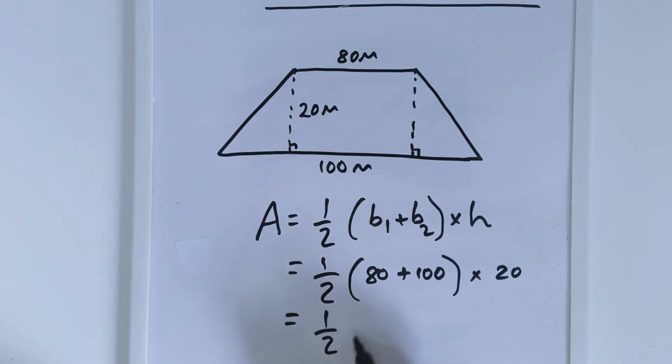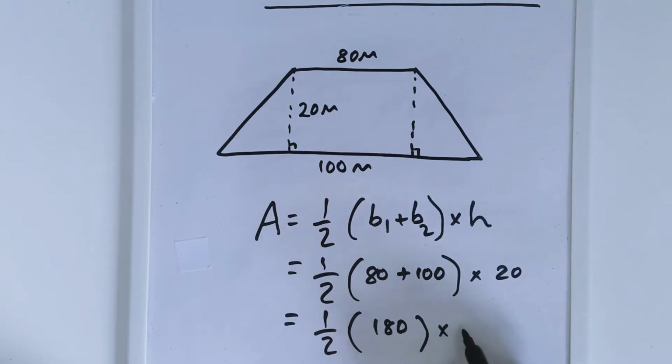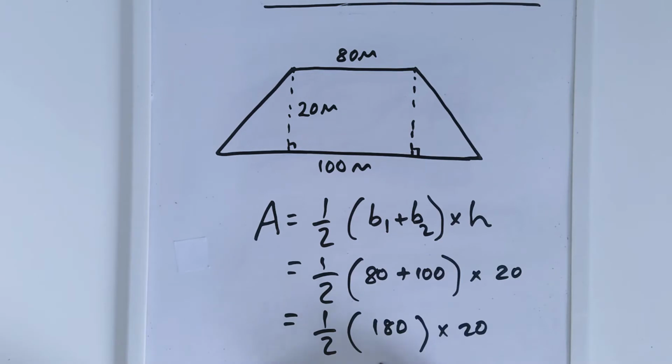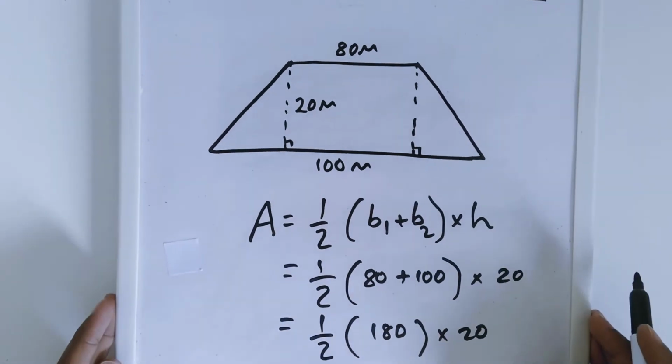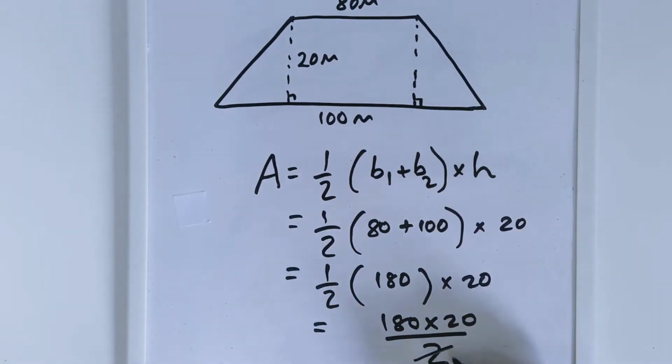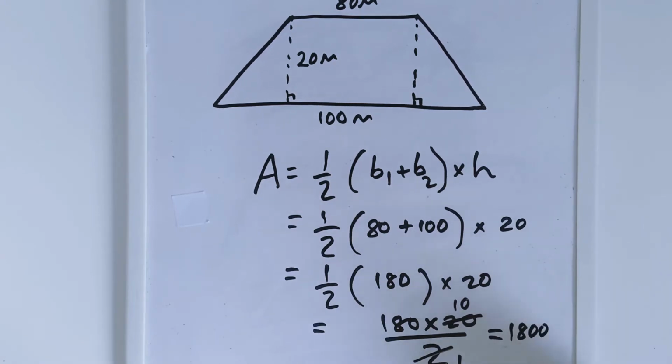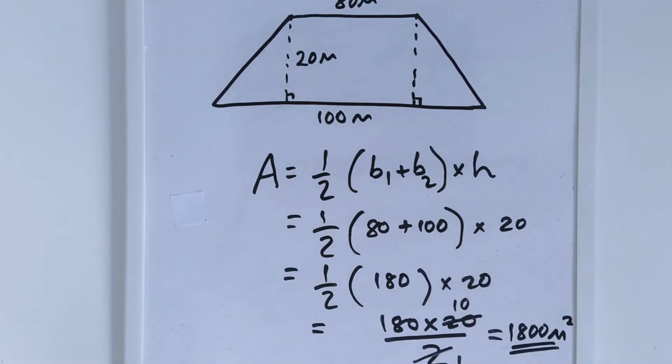So this will give me a half. Whatever is in bracket is 180 multiplied by the height, which is 20. So from there on, you simplify 180 multiplied by 20 divided by 2. So that gives me, divide by 2, that is 10. 180 times 10 is 1800. So the unit is meter, so it's meter squared. That is the area of this trapezoid.